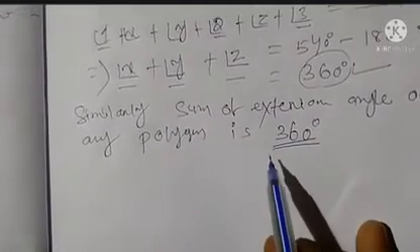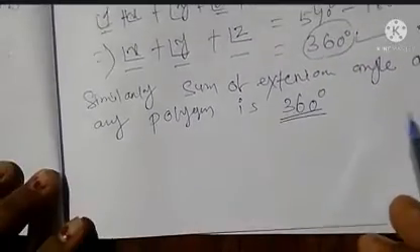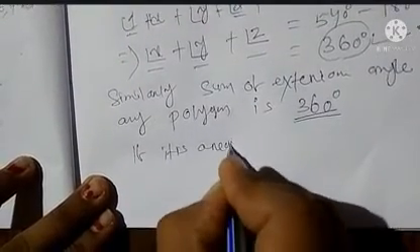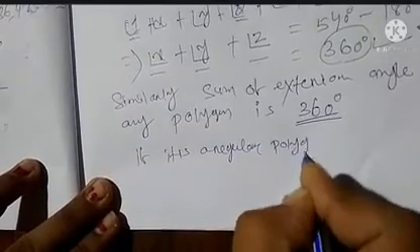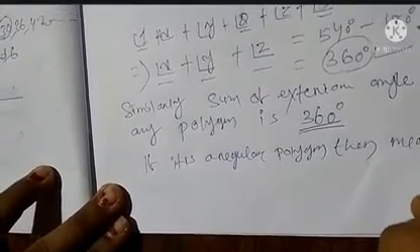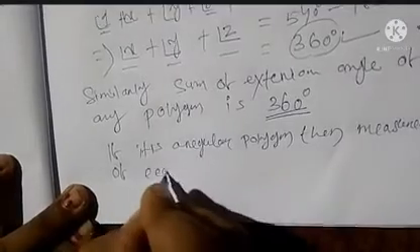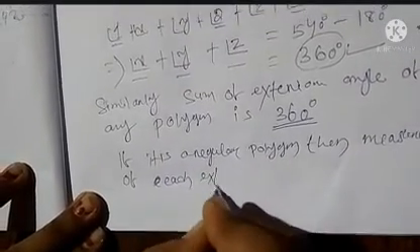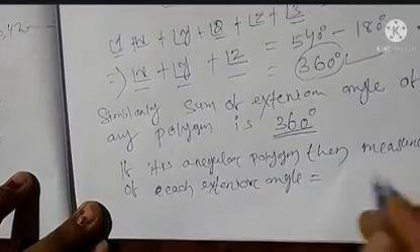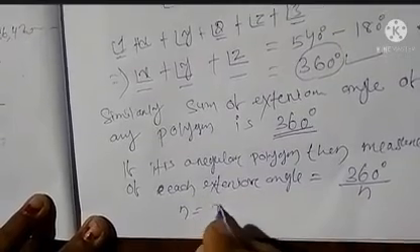If it is a regular polygon, then the measurement of each exterior angle is equal to how much? 360 degrees divided by n, where n is the number of sides.